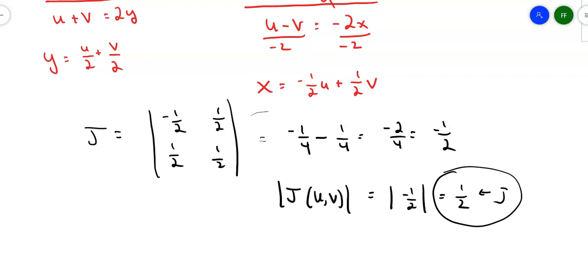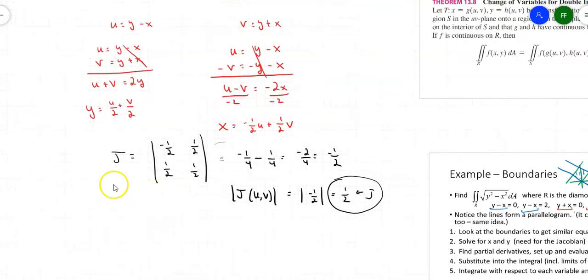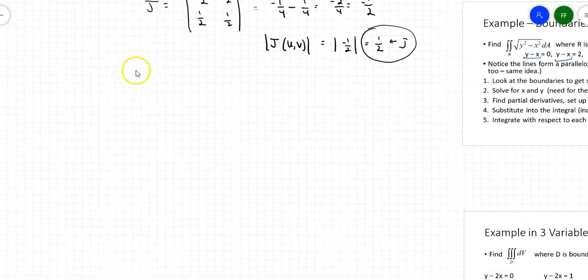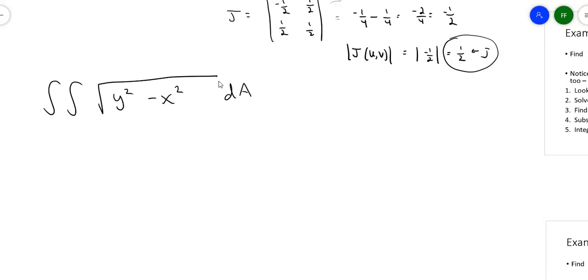All right, now let's go back to our original formula. Our original formula was the square root of y squared minus x squared. So I need a double integral of the square root of y squared minus x squared over some area. So let's work on the integrand.